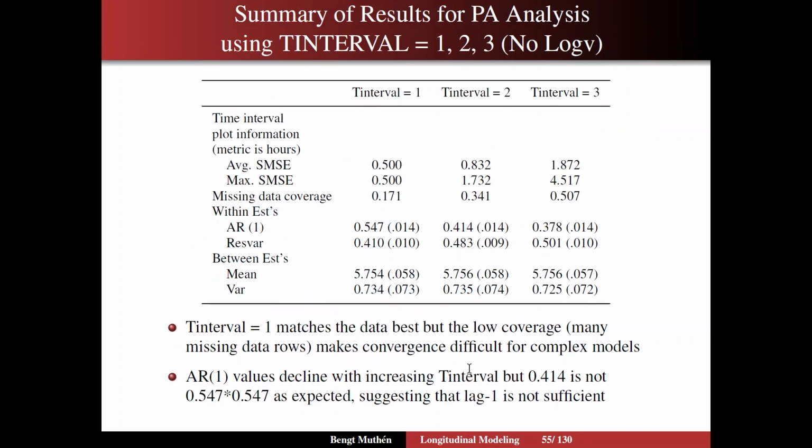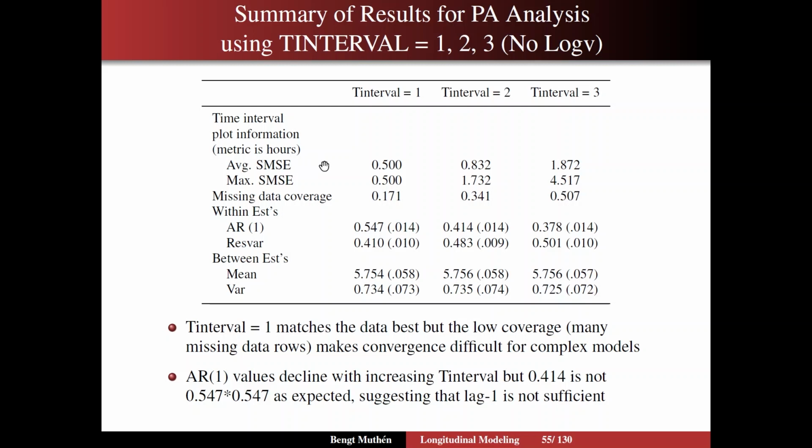Now, slide 55 then, we can take a look at the summary of the results for this univariate analysis, DSEM analysis of positive affect, comparing the different time interval choices that we discussed in an earlier segment. So we have time interval 1, 2, and 3. And we can start with the time interval plot information. I'm going to show you a plot of this later on. And we talk about RMSE, which is a metric in hours, so it's a distance between the actual time and the time that we use in the analysis.